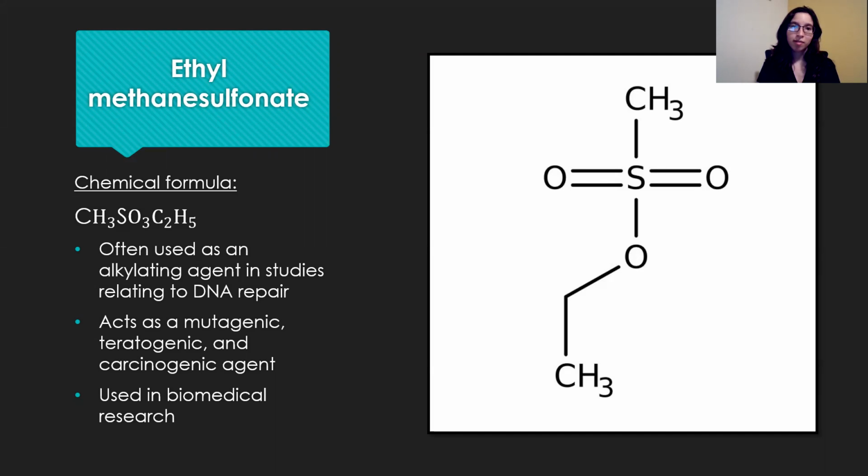A teratogenic is something that will affect you in the embryo state, and a carcinogenic is something that will raise your likelihood of developing cancer through cellular replication, leading to constant replication of these cells and creating a tumor. For this reason, because it can replicate all these functions, this chemical is used in biomedical research to better understand these specific genetic disorders and work toward treatment.